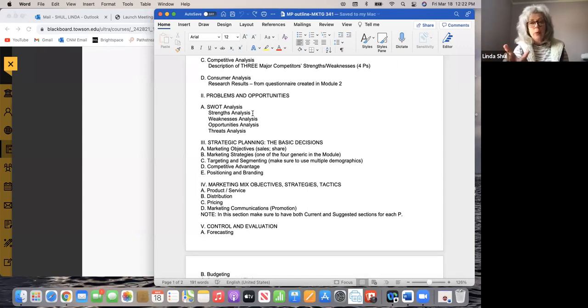You can't just put one word under the SWOT analysis. So I need three bulleted items, at least a sentence for each one. I'm pretty strict about that because I need to understand it. If I don't understand it, your client's not going to understand it.